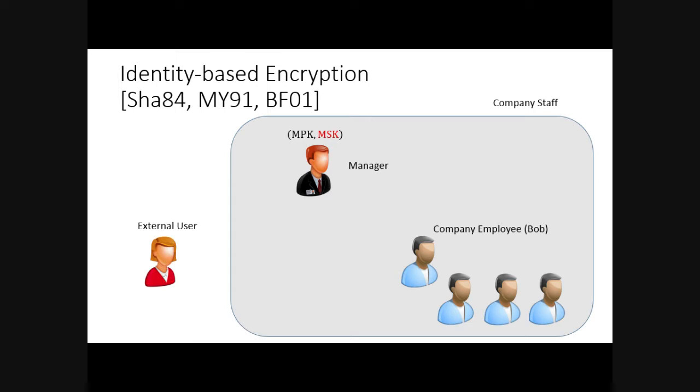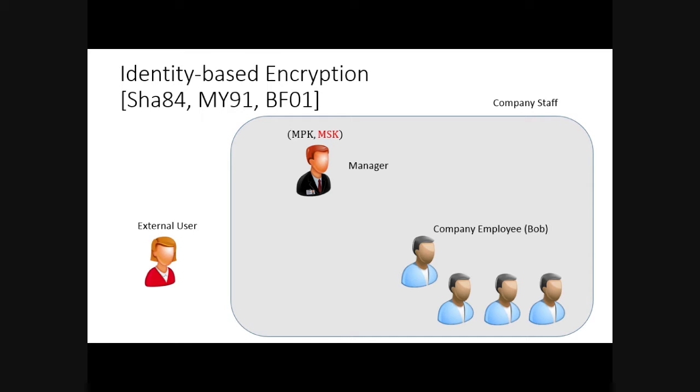So identity-based encryption was introduced by Shamir in 84, and it's not until 17 years later that we had the first candidate construction from bilinear maps by Boneh and Franklin. I'll describe how identity-based encryption works using this scenario. Let's say we have a company with a manager, and the manager has a master secret key and a corresponding master public key. He would distribute and publish the master public key to everyone.